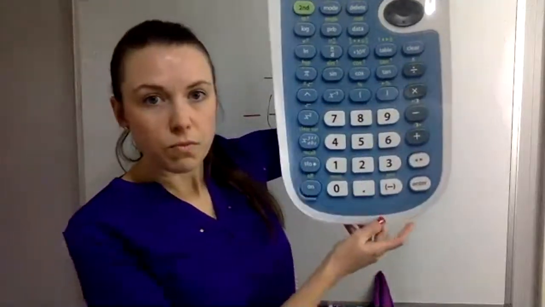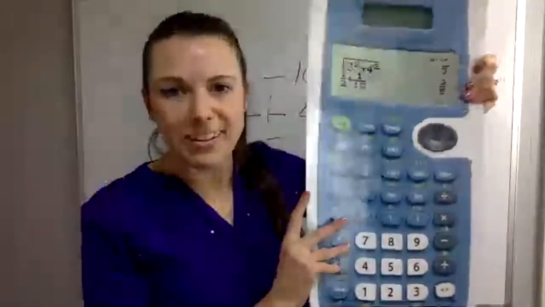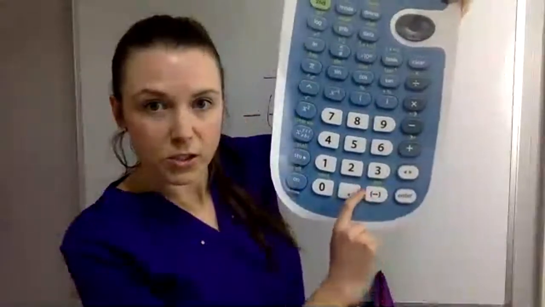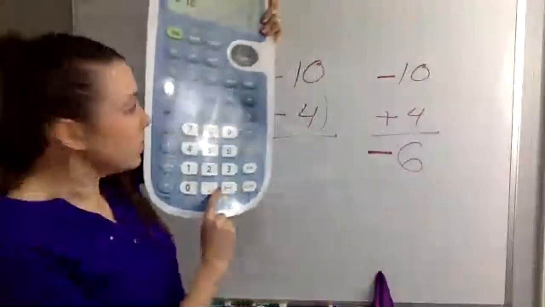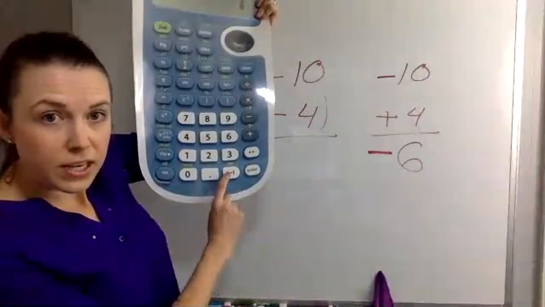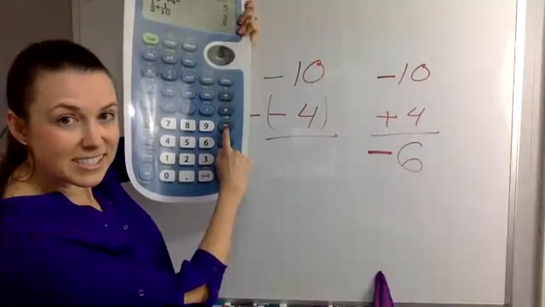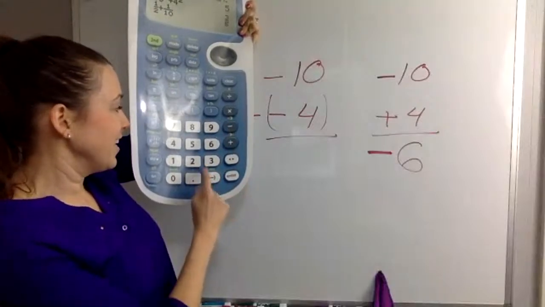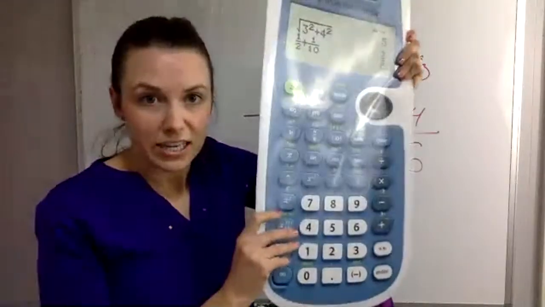So when you take the test online, the calculator won't look exactly like this, but there will be a negative button. So the negative button is right here. If I wanted to type in this question right here, I would type -10, and then I would say minus, right? Because this is our regular minus sign, minus a -4, enter, and that would give me my -6, okay?